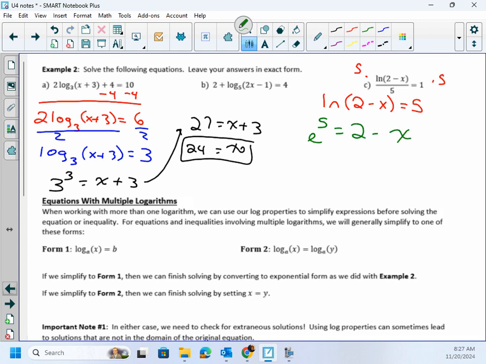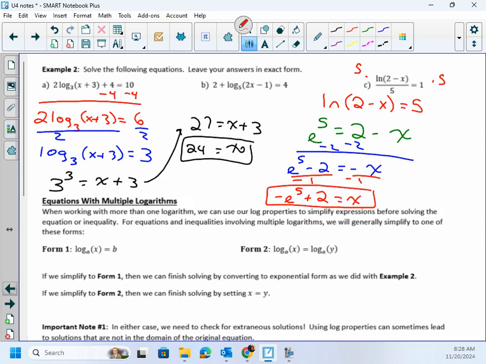E to the 5th is not a number that I know, so I'm going to leave it as e to the 5th. I still need to solve for x, so I'm going to subtract 2. E to the 5th minus 2 equals negative x. Still solve for x. Divide by negative 1. This makes this negative e to the 5th plus 2 equals x. And I'm going to go up here and verify that I'm okay.